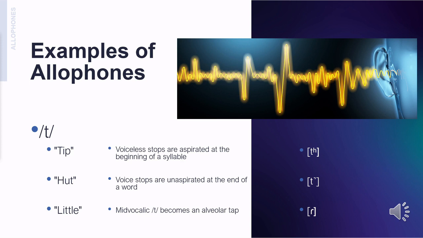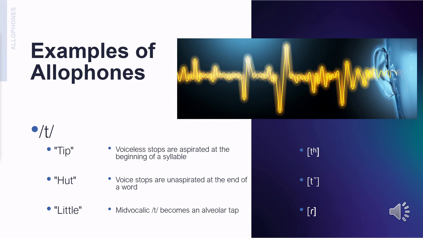Conversely, in the word hut, the T sound is found in the final position. In American English, final plosives are usually unaspirated. That is, there is no release or burst of air. To indicate that this sound is unreleased, we use a different diacritic, which can be seen on the right.